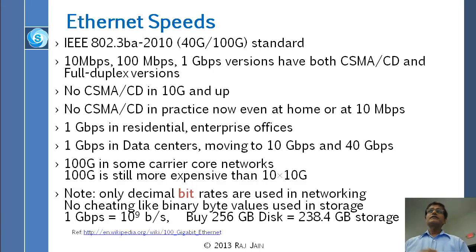In enterprise offices, like WashU, which is an enterprise, we use 1 gigabit. 1 gigabit is in the data centers, but they are moving to 10 and 40. 100G is in some core networks, carrier core networks. What is a carrier? Carriers are companies like AT&T and Verizon who transport over long distances. They might be using 100, but the problem with 100 is that it is still more than 10 times the price of 10. And that is what people don't like.